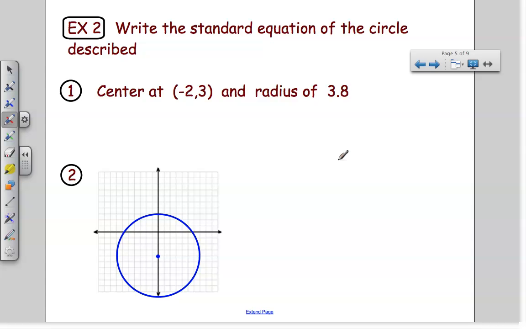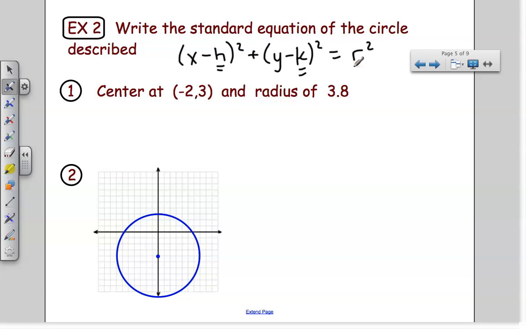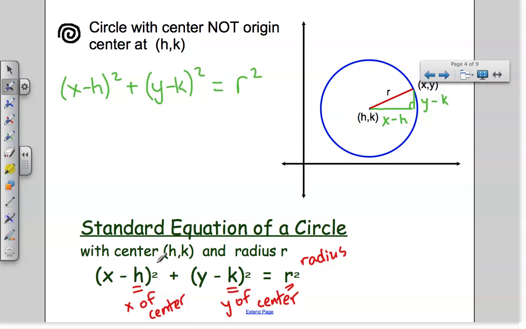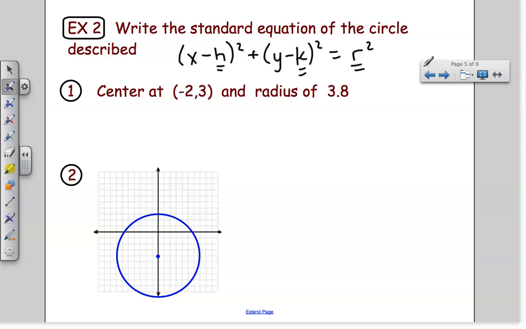Let's write the standard equation of a circle described. So again, I'm doing x minus h squared, h is the x of your center, plus y minus k squared, k is the y of your center, equals r squared, r is your radius. Oh, also keep in mind, these start as minus signs, right? So actually, if the x of your center was a negative, subtracting a negative would turn this to positive. And since this started as minus as well, if the y of your center is negative, then it would actually turn to positive, right? Because it would be subtracting a negative. So keep that in mind. Be careful with your signs here.